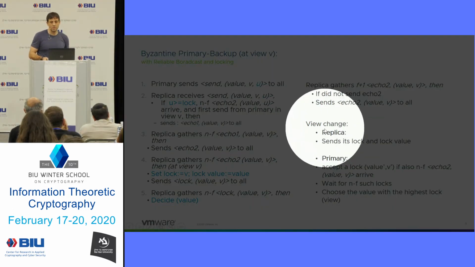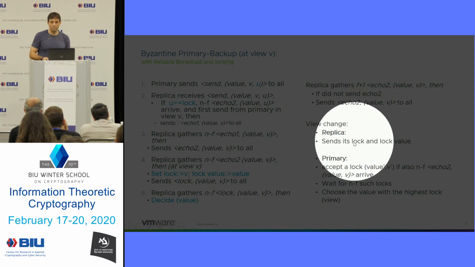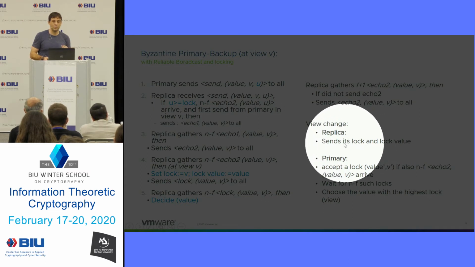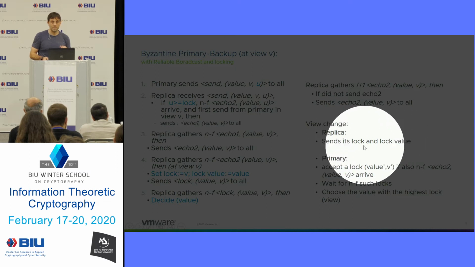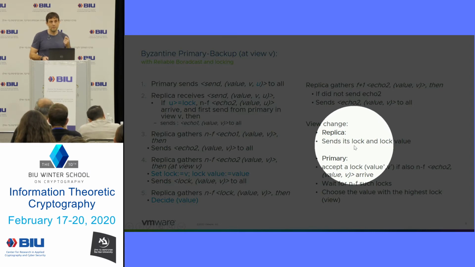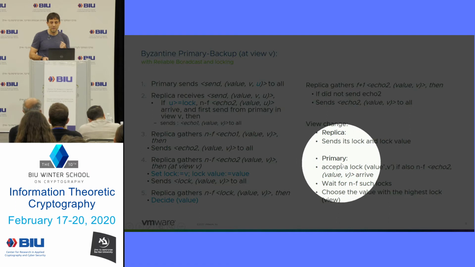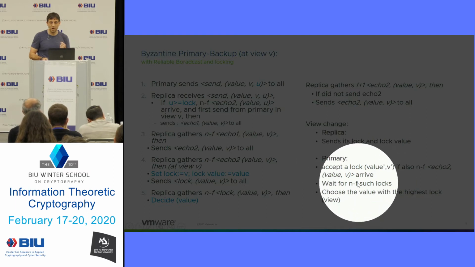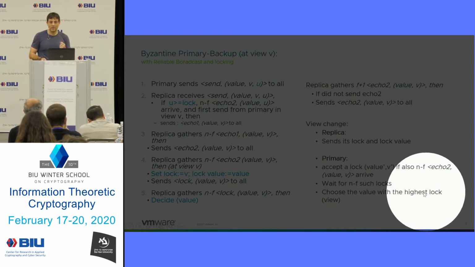And so in the view change, every replica reports to the primary what is the value and what is the view number that it believes is the highest one that it received a lock. And so if it received a lock, there is some potential that somebody else decided. And so we're using the lock as a precursor for decision. And basically what the primary does is it waits for n minus f of these locks, and it chooses the one with the highest view number.